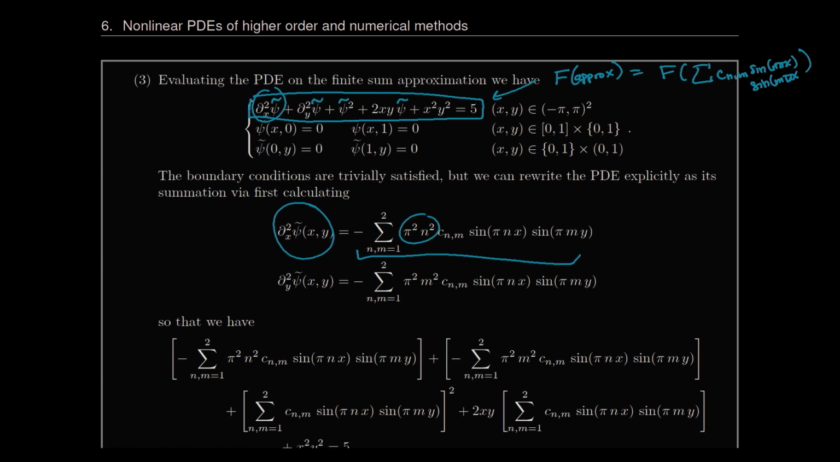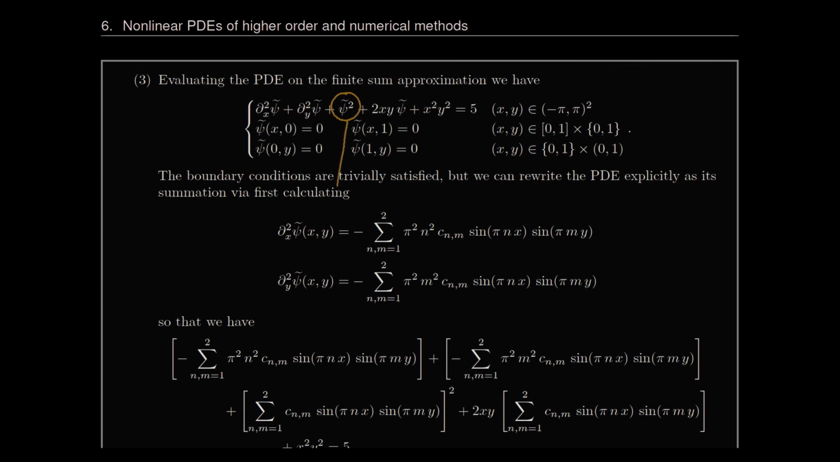You're going to get a pi squared n squared from two rounds of a chain rule on sine pi nx. To calculate partial y squared on psi tilde, you're going to get pi squared m squared from two rounds of a chain rule on sine pi my. And then you'll get some negative signs too. So that's what those two terms turn into. That's what I've got going on there and there.